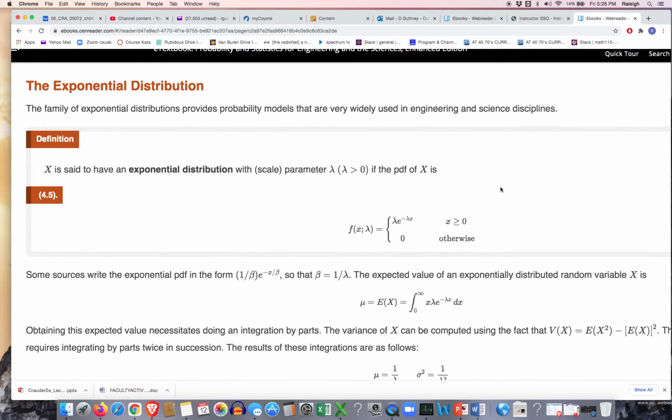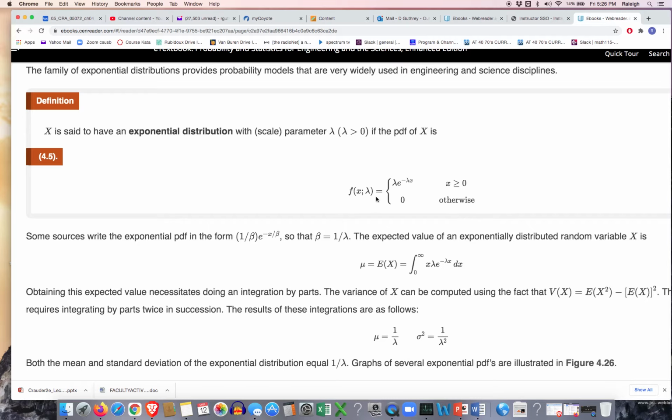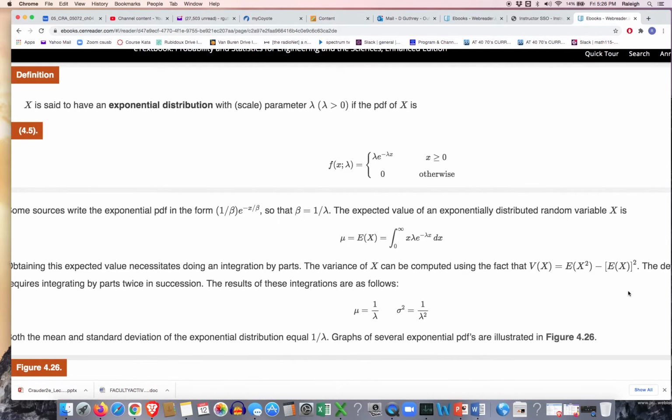The family of exponential distributions is used widely, and this is the formula itself: lambda times e to the negative lambda x for any non-negative x, and it's not equal to anything otherwise. And we're not going to worry about that. You can find the mu by attaching the x, just like we did before. E of x, just put the x in front of the f of x and integrate. And we can use the shortcut formula for the variance and then square root if necessary.